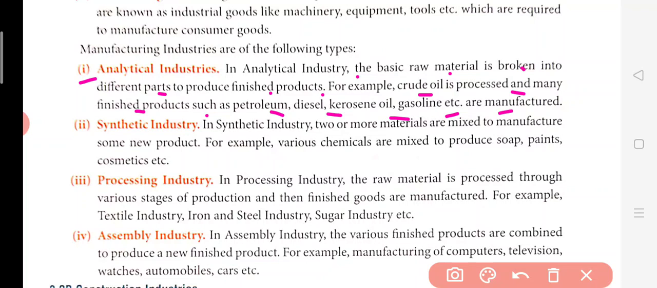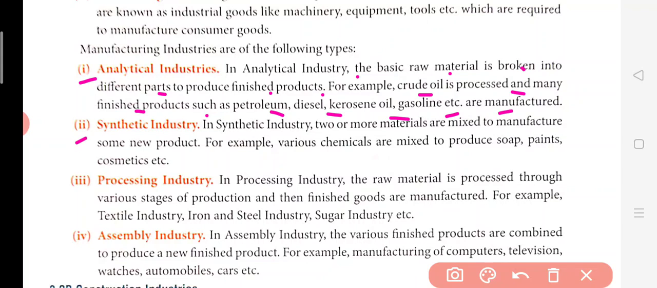Like we import crude oil from the eastern countries like Iran, Iraq, and we just use that and we convert it into finished products like petroleum, and there are some byproducts such as kerosene, diesel, gasoline. Even Vaseline is a good example of petroleum jelly. So these are part of analytical industries.